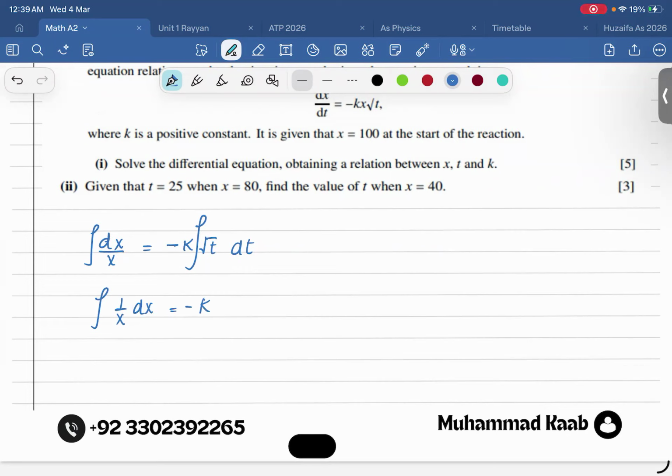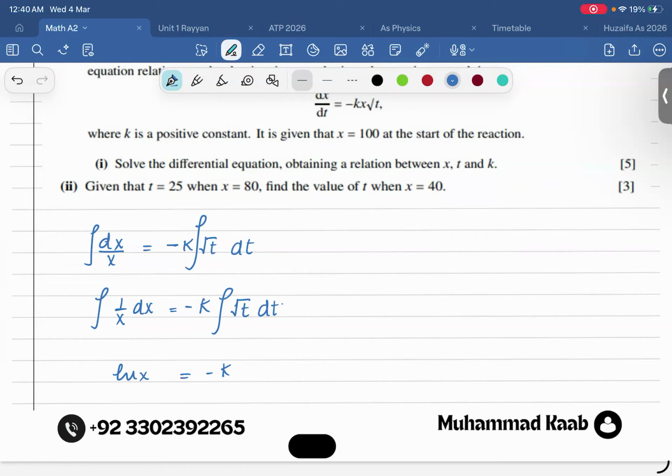Yes, ln x. Sorry, ln x. Okay, good. And what about the square root of t? That is ln x equals negative k t. Yes, and what about the square root of t? The square root is basically t to the power negative 1 over 2, right?